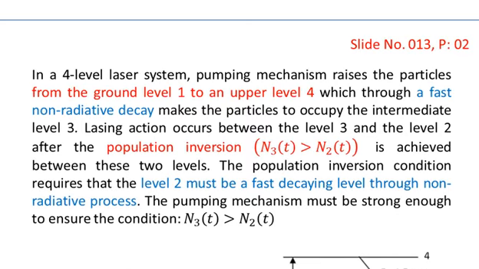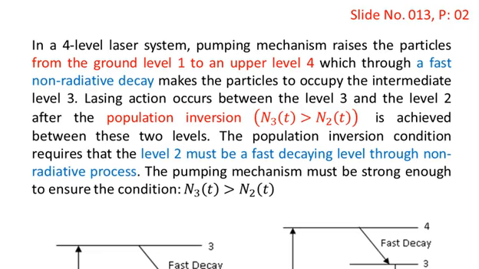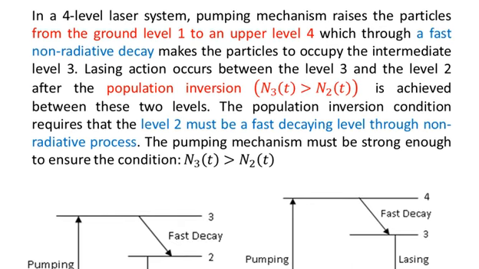Now in a 4-level laser system, a pumping mechanism raises the particles from the ground level 1 to the upper level 4, which through a fast non-radiative decay makes the particles occupy the intermediate level 3. Lasing action occurs between the level 3 and the level 2 after the population inversion. That is, the population in the level 3, N3 at time t, should always be greater than N2 at time t, which is achieved between the level 3 and the level 2.